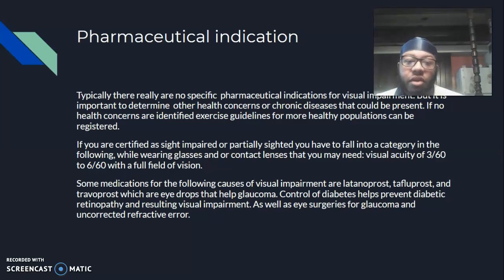Some medications for the following causes of visual impairment are latanoprost, tafluprost, and travoprost, which are eye drops that help with glaucoma. You can also control diabetes, which helps prevent diabetic retinopathy and any resulting visual impairment from that, as well as surgeries if it gets really severe. So, for glaucoma and uncorrected refractive error.